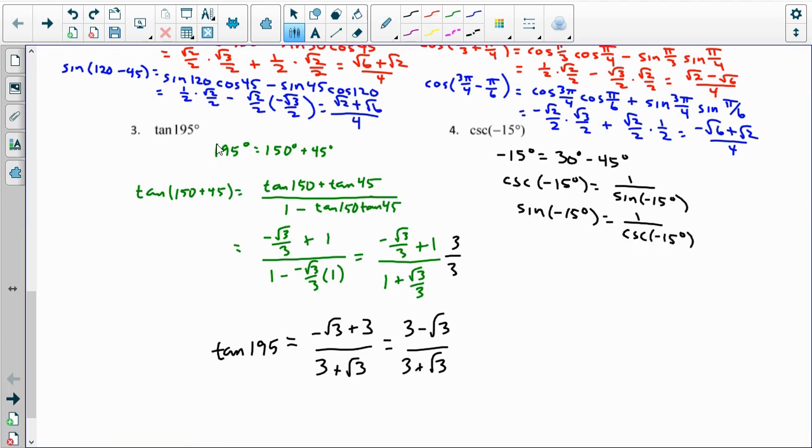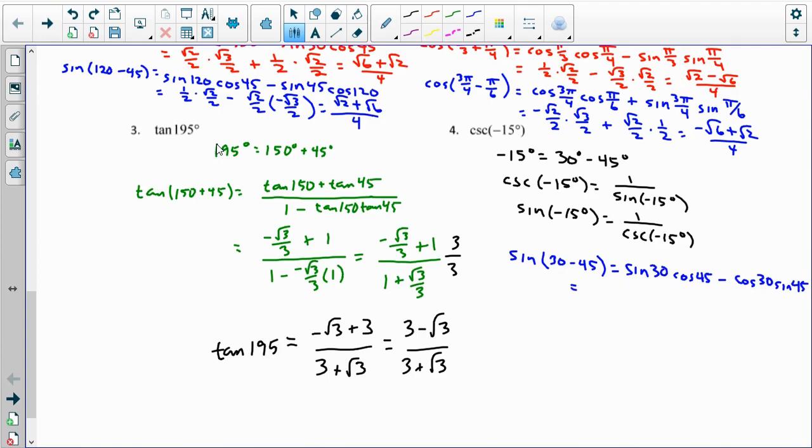So what I'm going to end up doing is I'm just going to find the sine formula, so separate sines with the same sign, and then I'm going to do the reciprocal of that at the end, and then I'll end up with the cosecant one. So sine of negative 15 degrees is sine of 30 minus 45. So that's separate sines with the same sign. So sine of 30, cosine of 45. Same sign means minus. Cosine of 30, sine of 45.